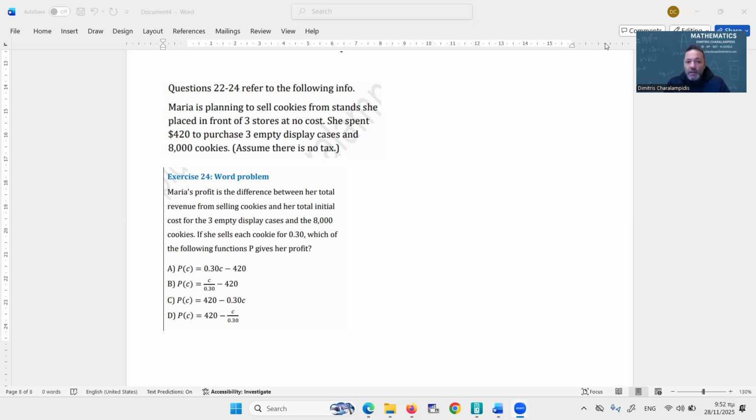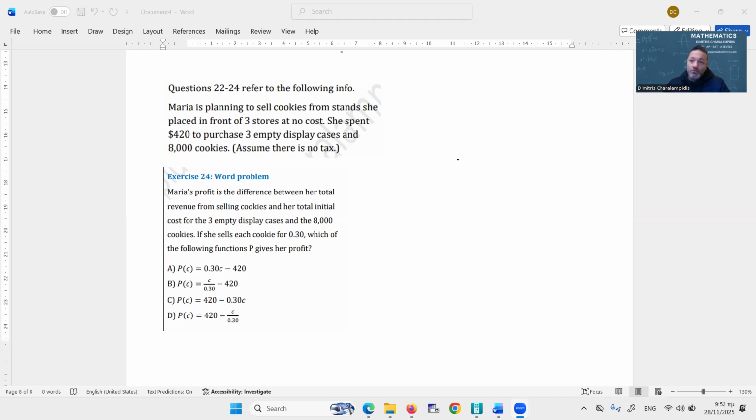Maria's profit is the difference between her total revenue from selling cookies and her total initial cost for the 3 empty display cases and the 8,000 cookies. If she sells each cookie for 0.30, which of the following functions gives her profit?